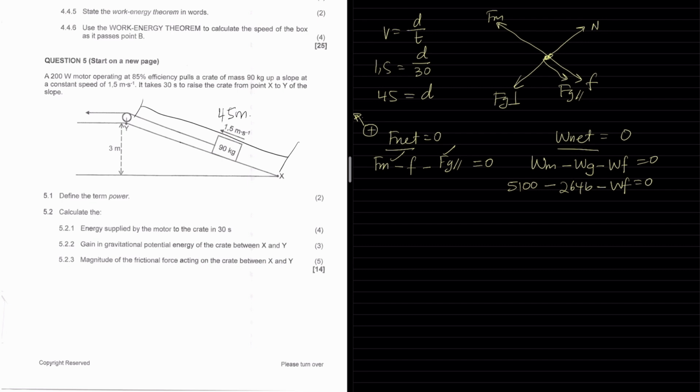So we can simplify. 2,454 minus, now let's expand this. The work done by friction is going to be friction times delta x. We don't need to include the cos theta here because the minus is already taking care of that. And that's equal to 0. Now we know delta x, we've worked it out as 45. So 2,454 minus 45 times f is equal to 0. Now we just solve for f. F is equal to 54.53 newtons.